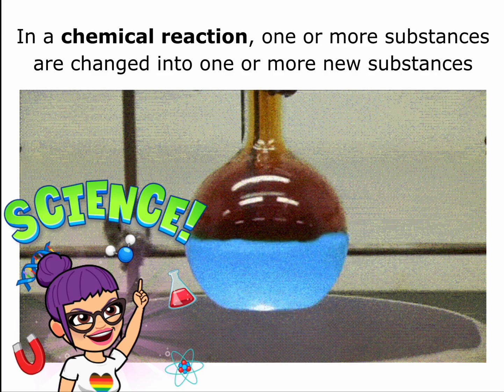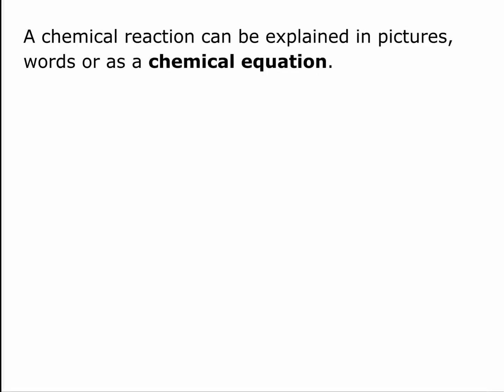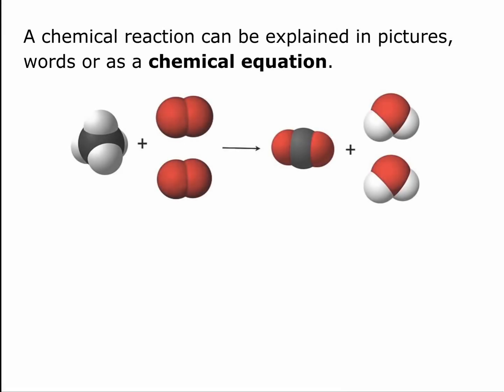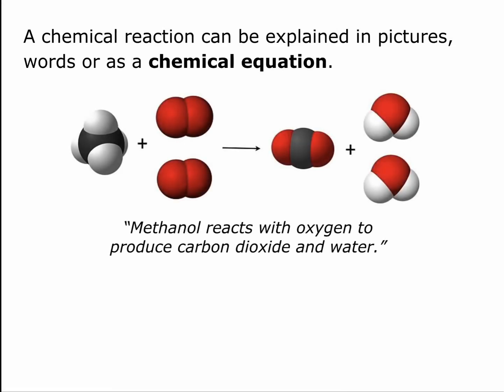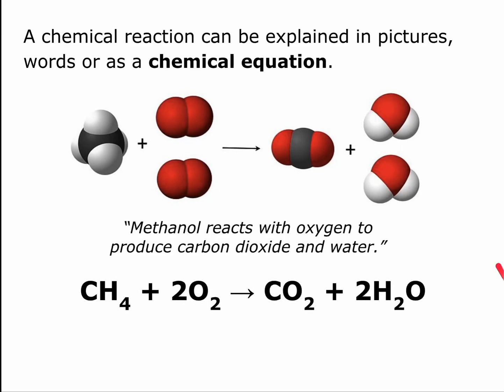or more new substances. A chemical reaction can be explained in pictures, in words, or as a chemical equation. All three of these things are saying the same thing. They're saying methanol reacts with oxygen to produce carbon dioxide and water.